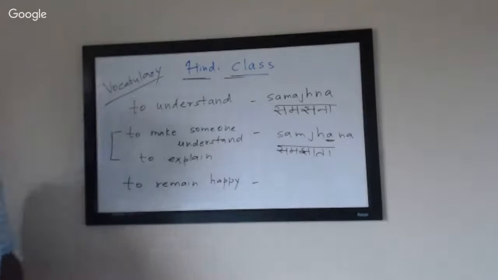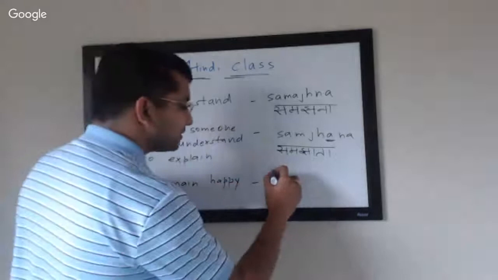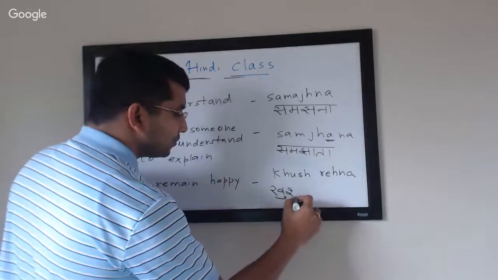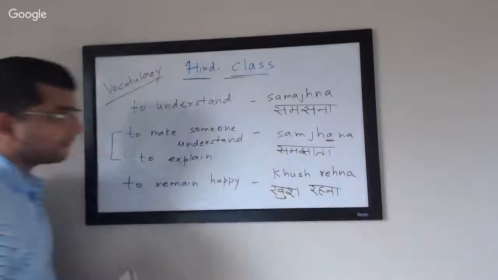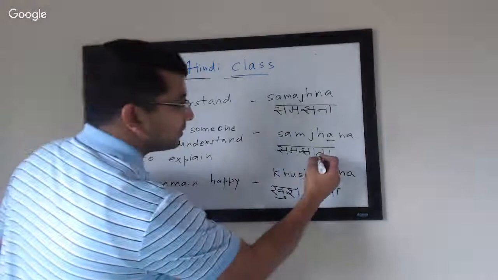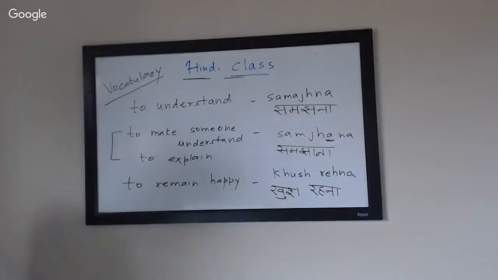To remain happy is khush rehna. Okay, so you have kha with u, sh, rehna, khush rehna. So just to repeat, to understand is samajna, to make someone understand is samjhana in the infinitive form, to remain happy is khush rehna.